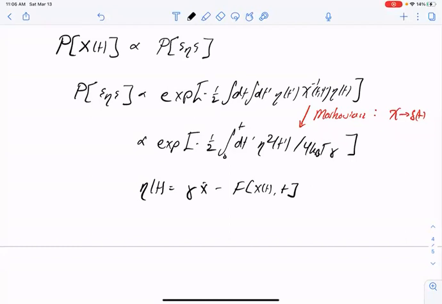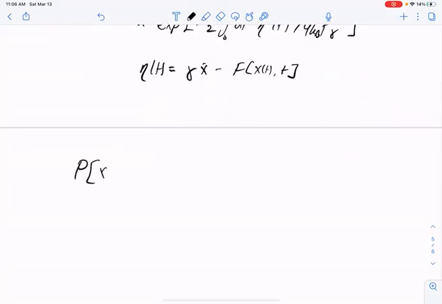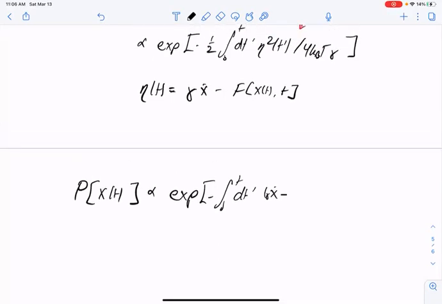Substituting that equality for eta, we see that the probability of observing a whole trajectory of the system in this continuum limit is proportional to e to the integral from 0 to t, and substituting eta in for its equation of motion, eliminating eta, we have the likelihood now of tracing out a specific trajectory. And indeed, it is a Gaussian with an integral in time.